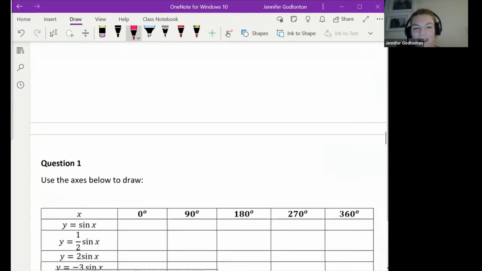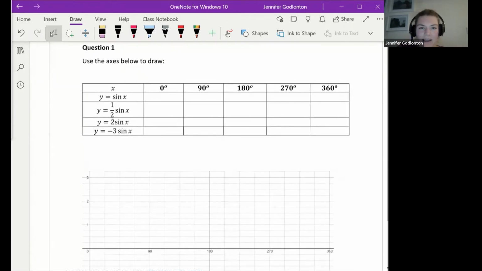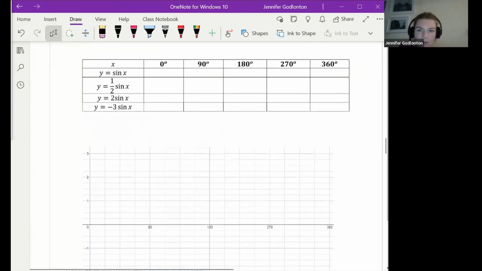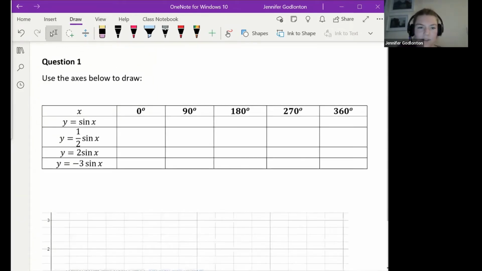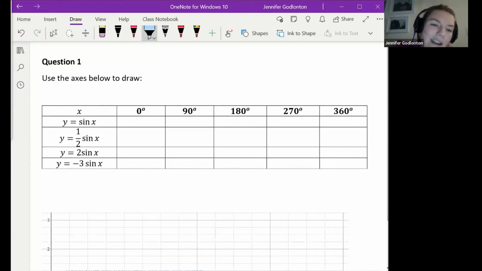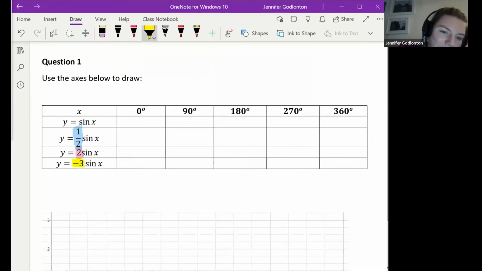Okay. We are now going to have a look at what this graph can look like when we start changing things a little bit. If I have a look at this table, I've made it a little bit easier, so we're just dealing with 0 to 360. The thing that I've changed is our amplitude. We've got a half over there, a 2 over here, and then a different color, -3 over here. And I want to see how this changes the way that your graph ends up looking.